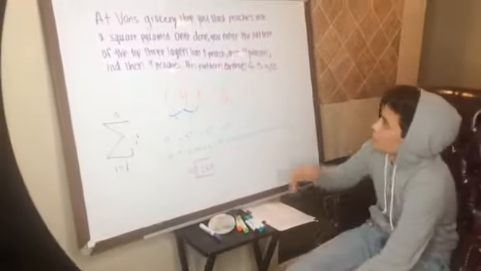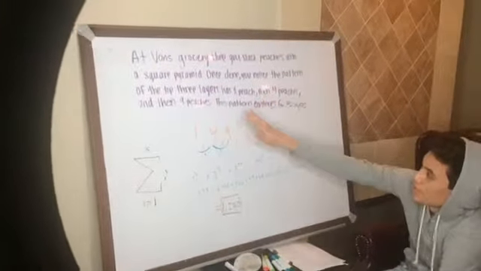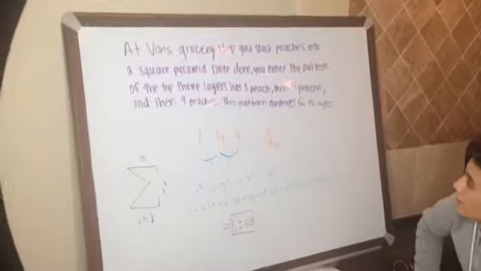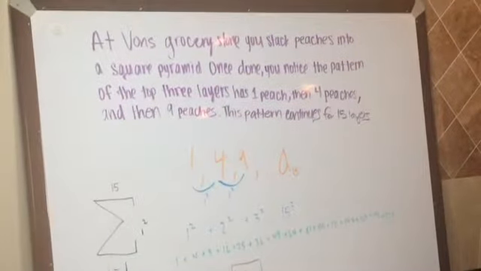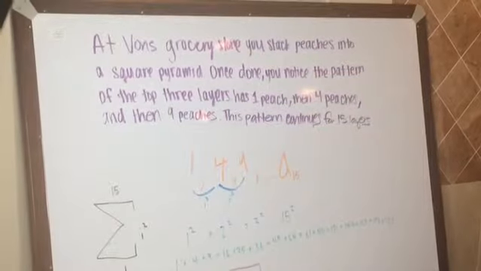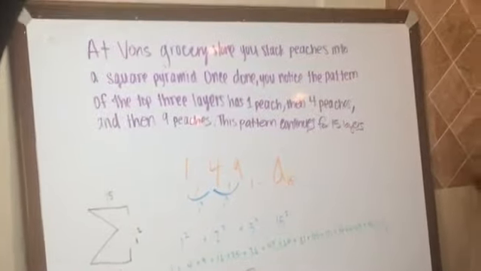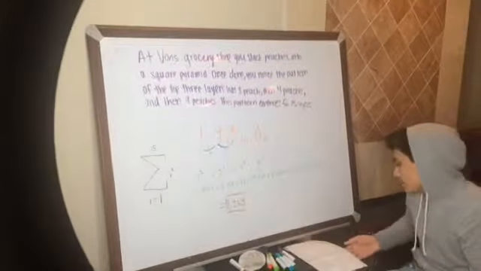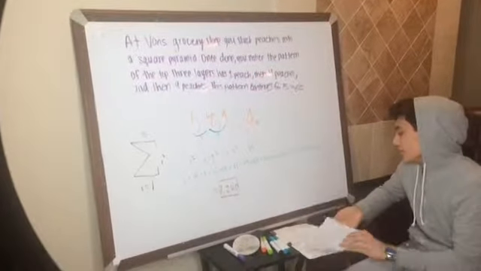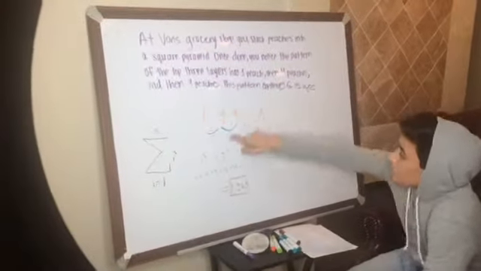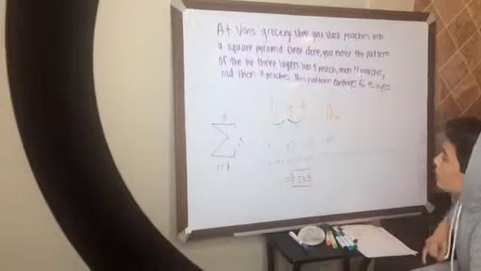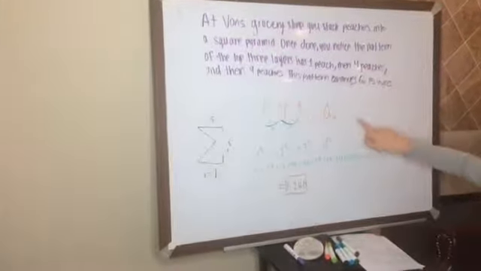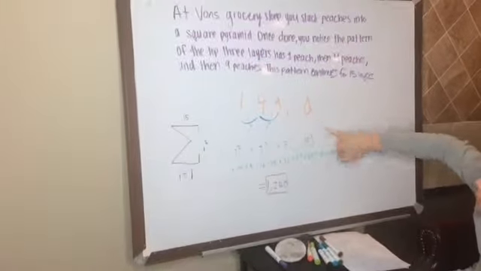Okay, so at Vaughn's grocery store, you stock peaches into a square pyramid. Once done, you notice that the pattern of the top 3 layers has 1 peach, then 4 peaches, then 9 peaches. This pattern continues for 15 layers. So basically, we're going to write a summation notation to calculate the total number of stacked peaches. First there's 1 peach, then 4, then 9, so we write 1, 4, and 9. And with 15 layers, we're trying to find the 15th term.